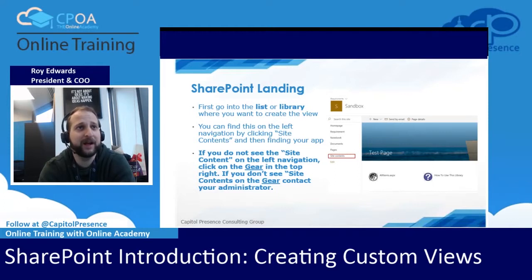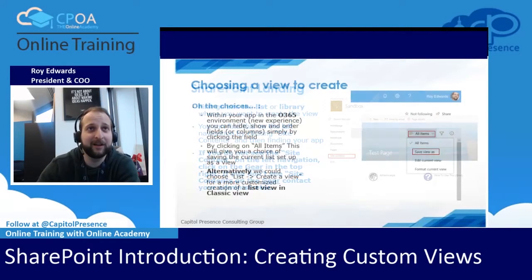If you do not see Site Contents in the left navigation, you can click on the gear in the top right. The gear will have a drop down to Site Contents, and if you do not see it there, you don't have permissions. So you need to contact your administrator, and unfortunately, we cannot go any further with this video. But if you do have permissions, we're going to go ahead and go to the next slide.